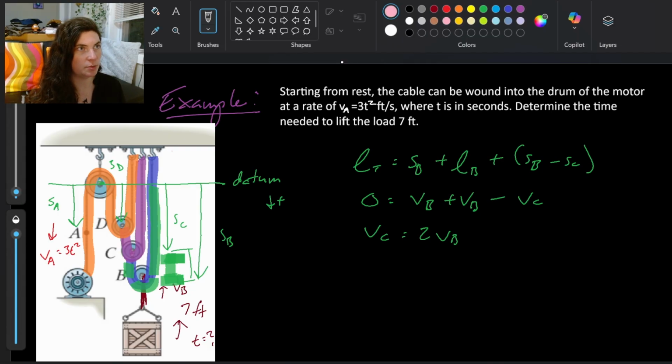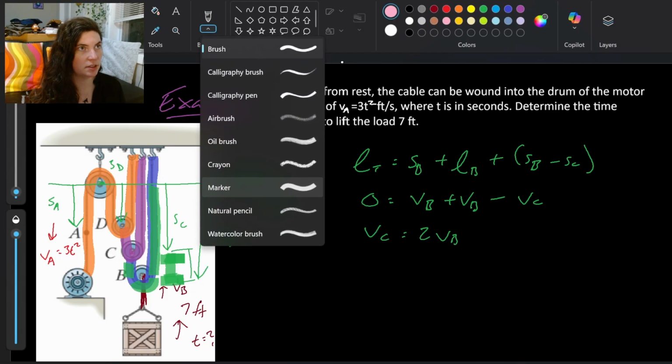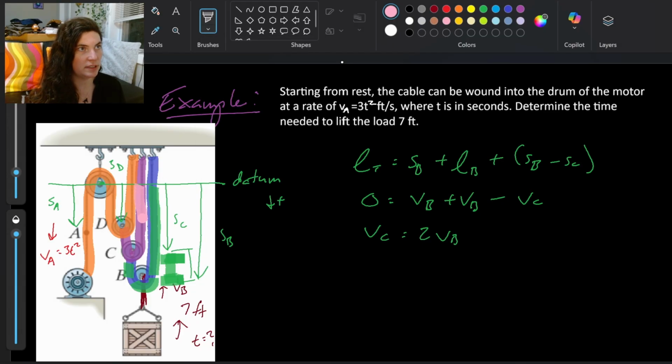If I look at my next pulley, that pulley around C, from the datum down to the pulley at C, that position is SC. Then I come around the curve of the bottom of C. That's a constant. That's just the length around the bottom of C. Then I have this little one up to D. That little length up to D. So now, I write this out.